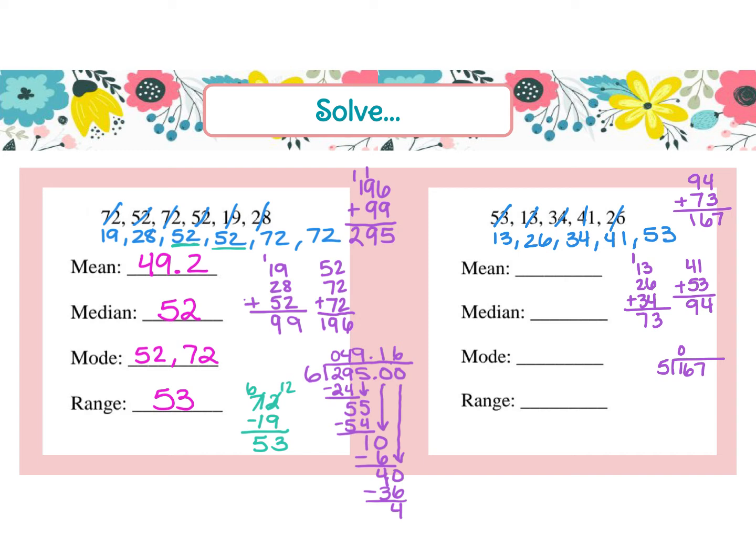Five cannot go into 1, but it can go into 16 3 times. 5 times 3 is 15. We're left with 1. We can bring down the 7. 5 can go into 17 3 times. We get a remainder of 2. Then we can add a decimal point, bring it up in our answer, and add a 0. We can bring down the 0. 5 can go into 20 4 times. So our mean for this data set is 33 4/10.